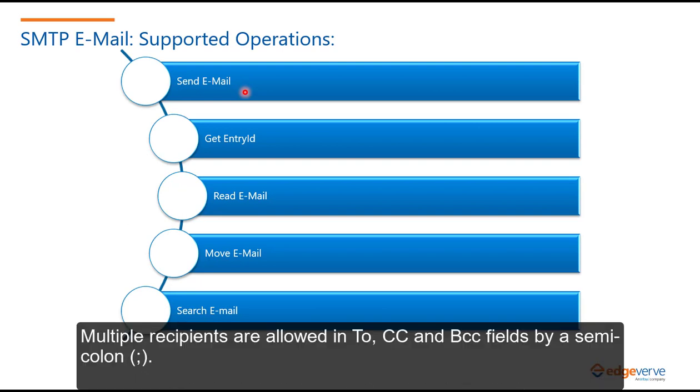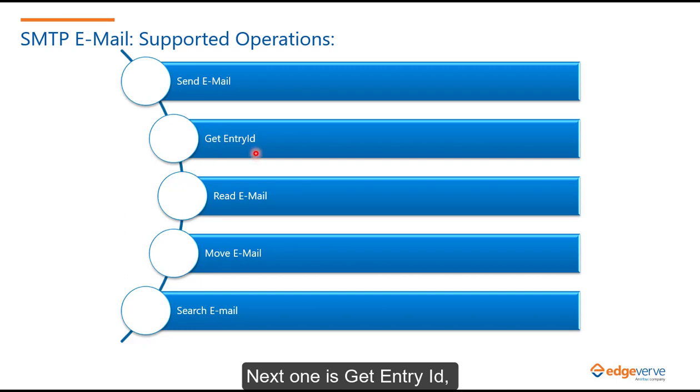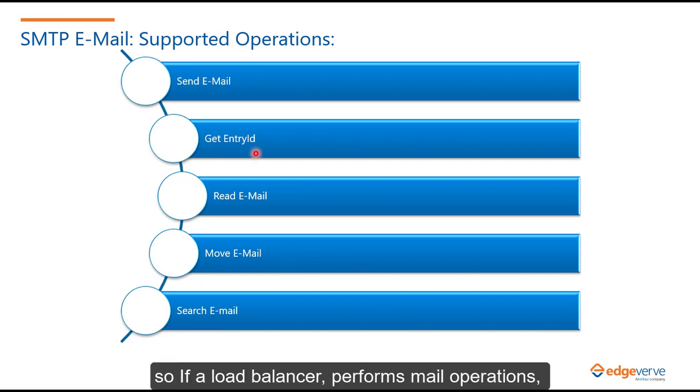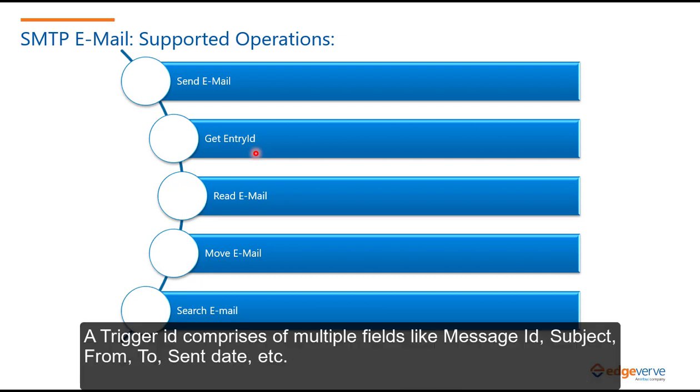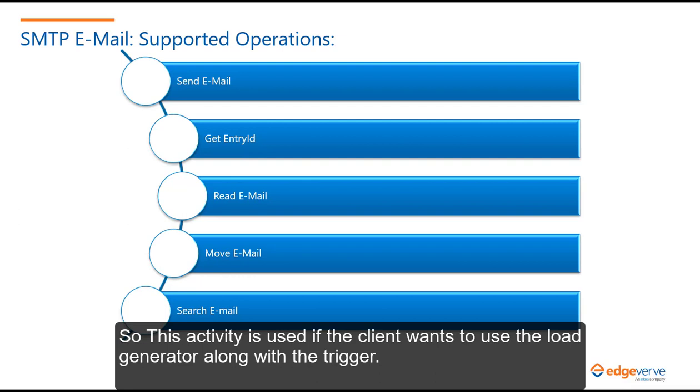Multiple recipients are allowed in the CC and BCC fields, separated by a semicolon. Next one is get entry ID. If a load balancer performs mail operations, it uses a mail trigger and in return a trigger ID is created. A trigger ID comprises multiple fields like message ID, subject, from, to, sent, date, etc. This activity is used if the client wants to use the load generator along with the trigger.